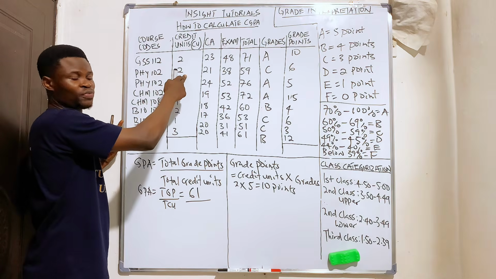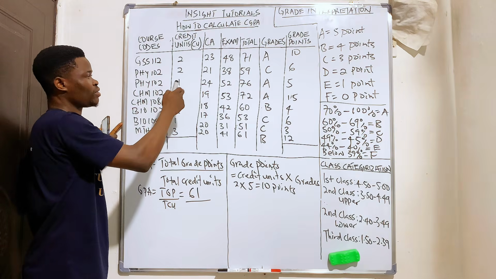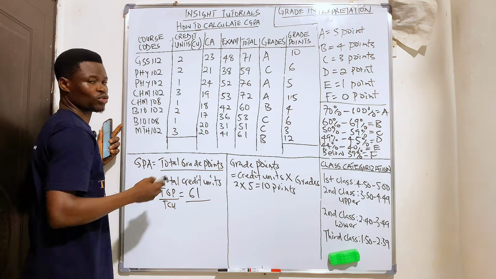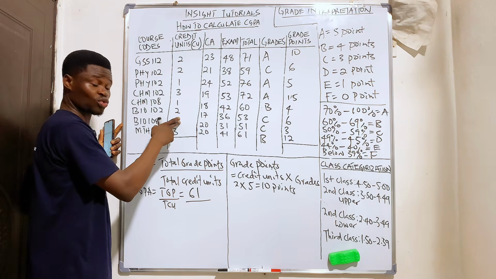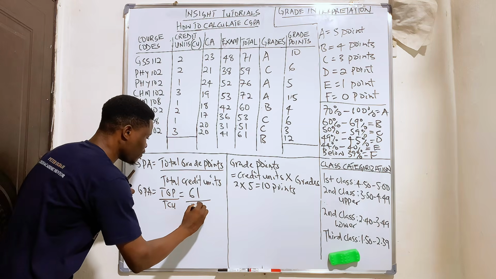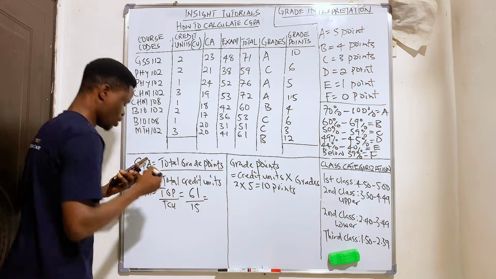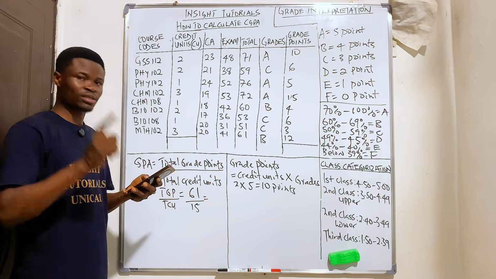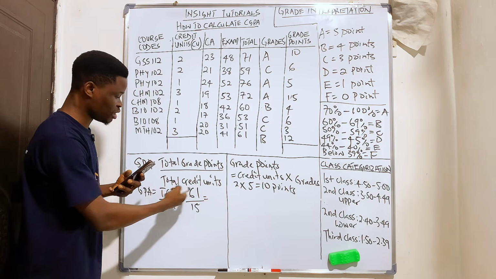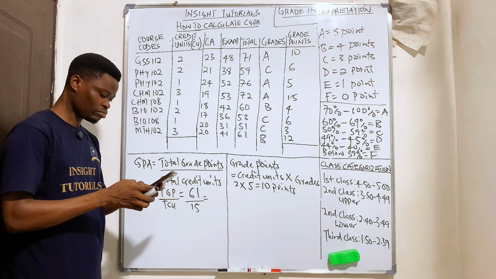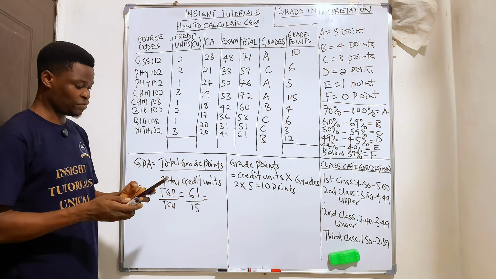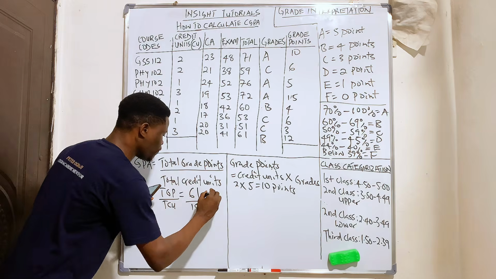2 plus this is 4. 4 plus this, that's 5. This is 8. 8 plus 1, that is 9. 9 plus 2, that is 11. This is 12. 12 plus 3, that is 15. All over 15. So for us to now get the student's semester performance for 1 semester, we're going to take the student's total grade point, which is 61, and divide it by 15. So this is going to be 4.